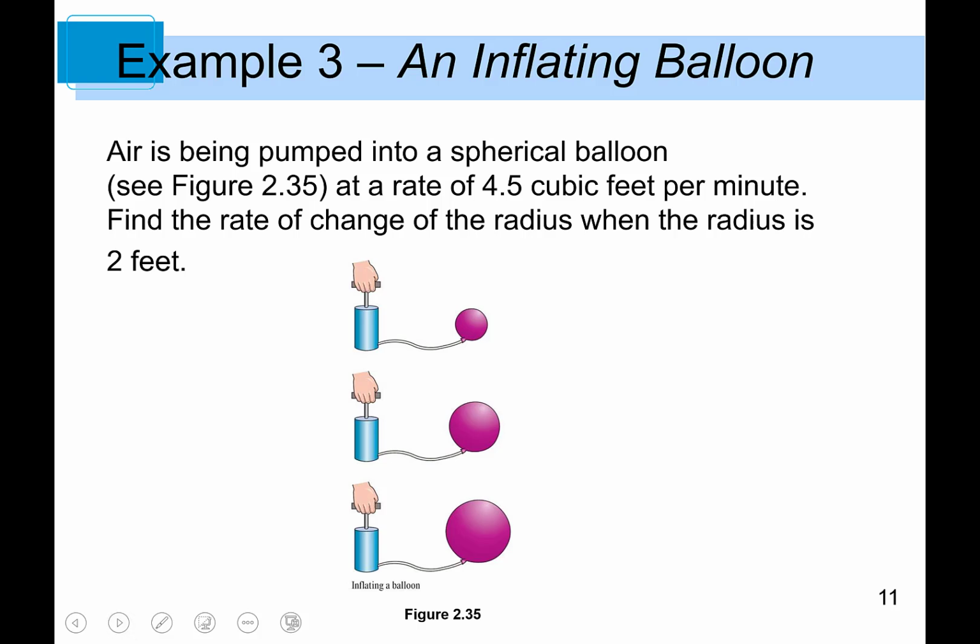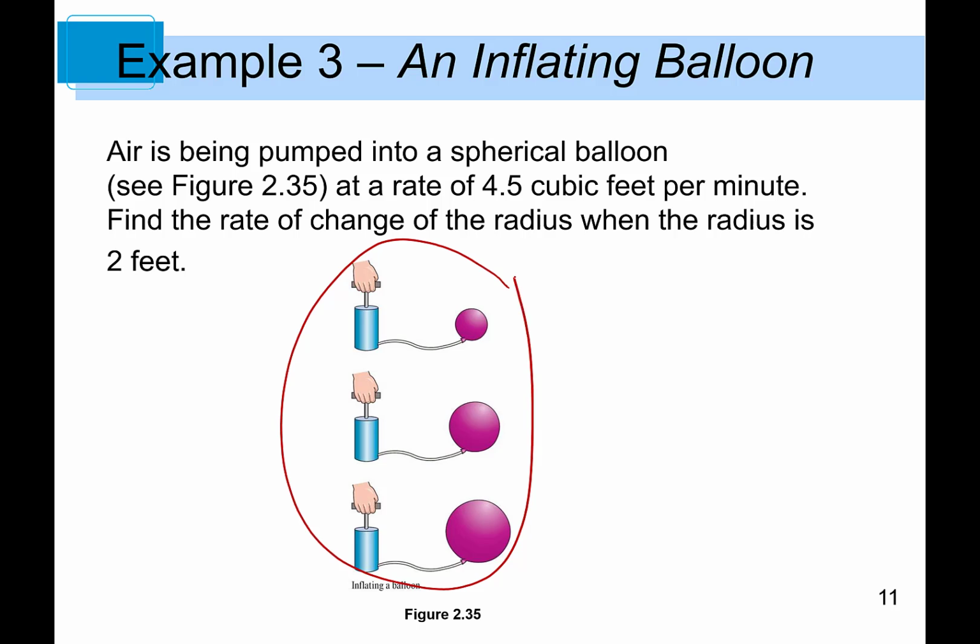So let's take a look at the example. Air is being pumped into a spherical balloon, see below, at a rate of 4.5 cubic feet per minute. If you look at this, what is this called? Cubic feet, right? If you just look at the unit, cubic feet per minute, that should be change of volume over change of time, right? So it's 4.5 cubic feet per minute. So it's given that.